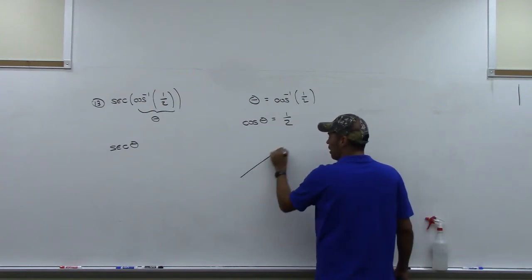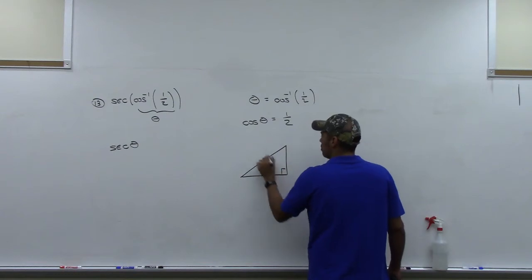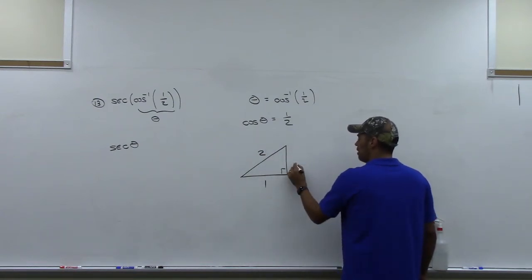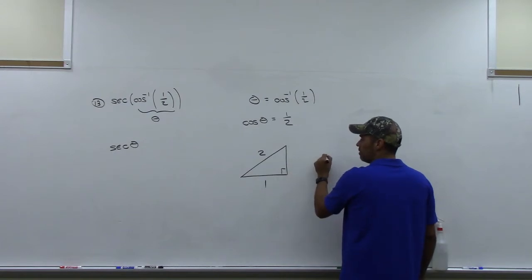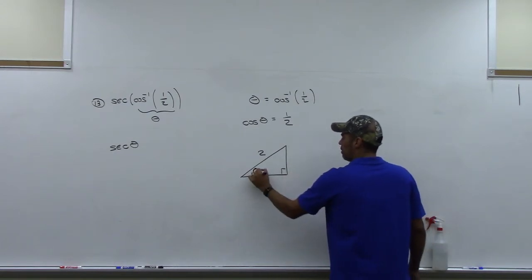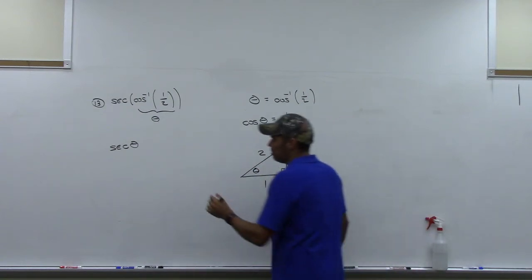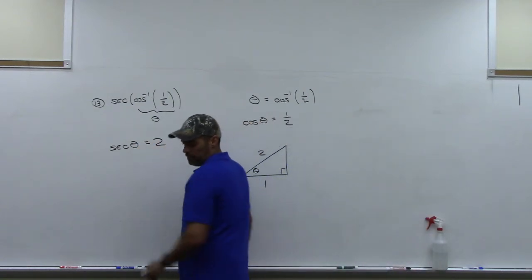But I can draw my triangle. This should be 2, this should be 1, adjacent over hypotenuse. We don't need to solve for the other side, because, again, secant is 2 over 1 instead of 1 over 2 for cosine. So this is just 2. That's pretty straightforward, I think.